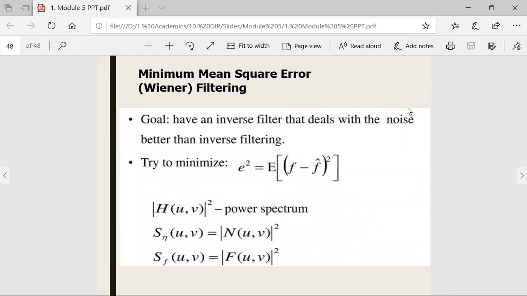The goal is to have an inverse filter that deals with noise better than the plain inverse filtering. Try to minimize the value when more noise is present in the image. We will use the power spectrum for that. The power spectrum is represented by the modulus of h of u comma v whole square.